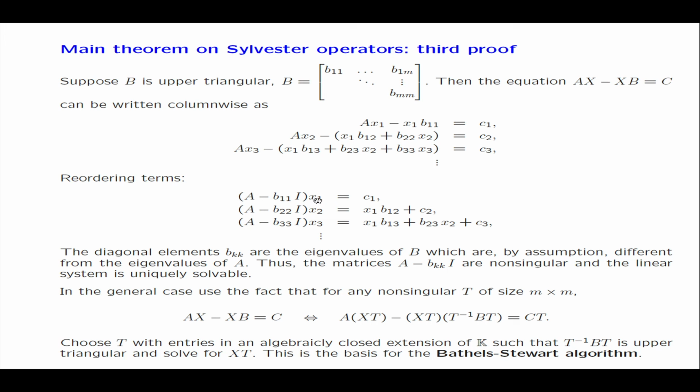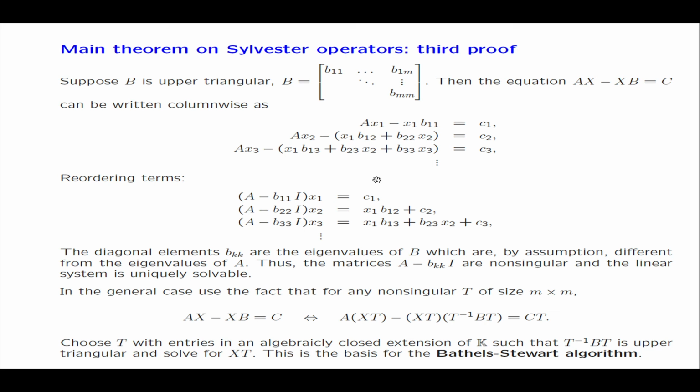Okay, then we have this solution, we can put it here. And then again, we have an equation with an eigenvalue of B, which is not an eigenvalue of A, so we have an invertible matrix here, and we can invert, and so on. And so we can compute all the columns of X, and this is unique, of course, as a result of the equations. So this is how we can solve this equation if B is upper triangular.